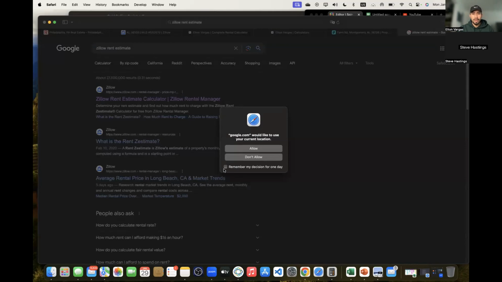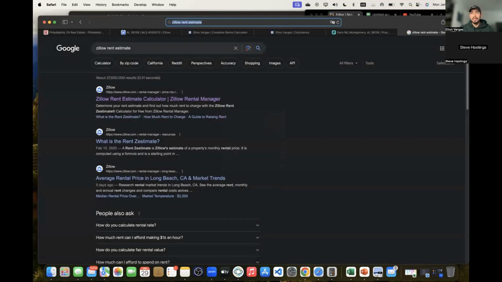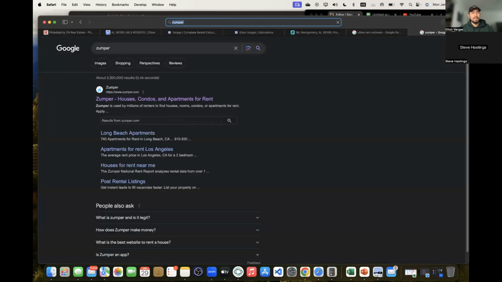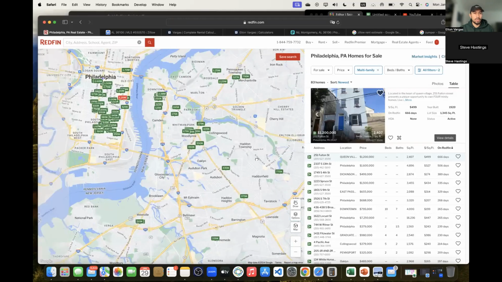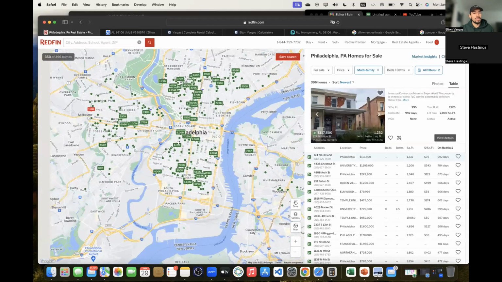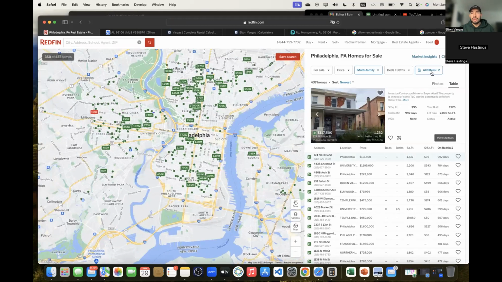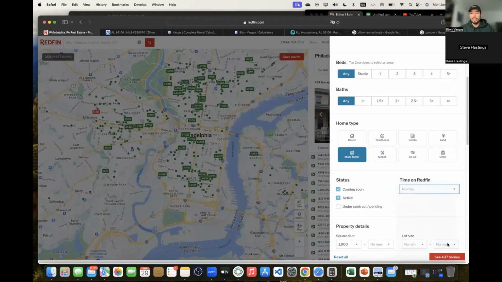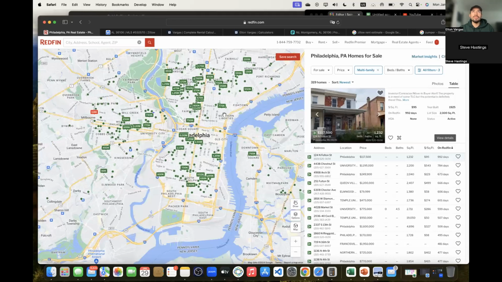That's a great one. Another one that I like to use is Zumper. Zumper is definitely a good one, but I need to get the area that we're looking into, and also I'm looking for the description to mention some rent information in there. So let's see what we're able to find.